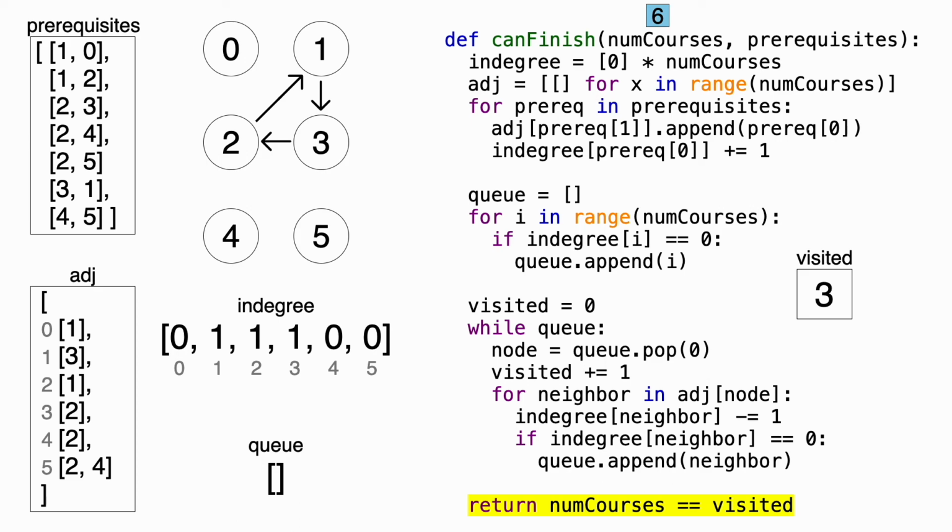In other words, if the total number of courses is equal to the number of nodes we visited, then that means we were able to find a topological sorting and there is no cycle. However, in this case, num courses is 6, and visited is only 3. So this last line is false. And that's because we weren't able to visit these 3 nodes because they are locked in a cycle. So since the topological sorting has failed, that means that we have detected a cycle in the graph. So we return false, which means that it is not possible to complete all the courses, and we're done.